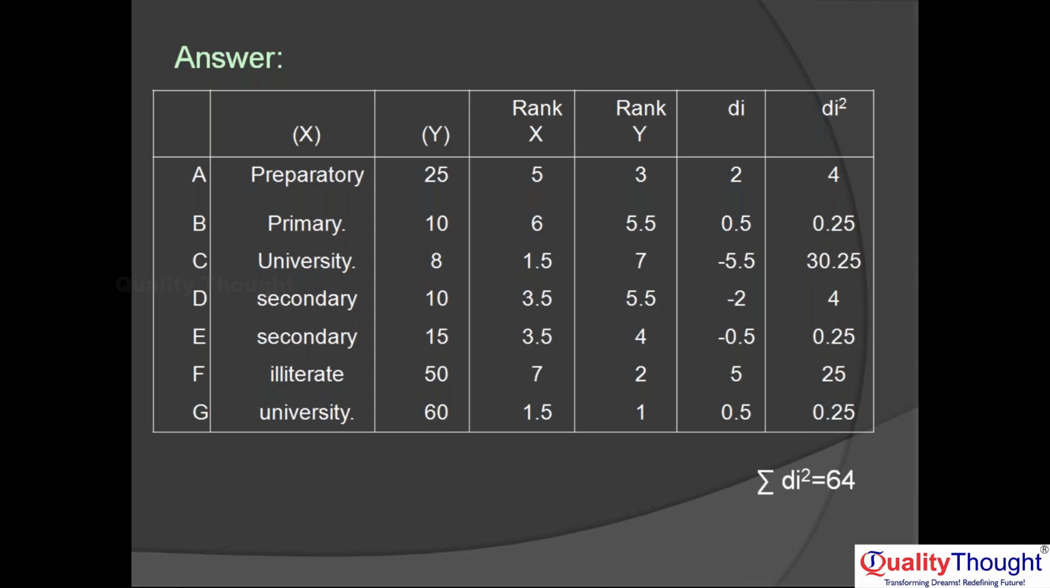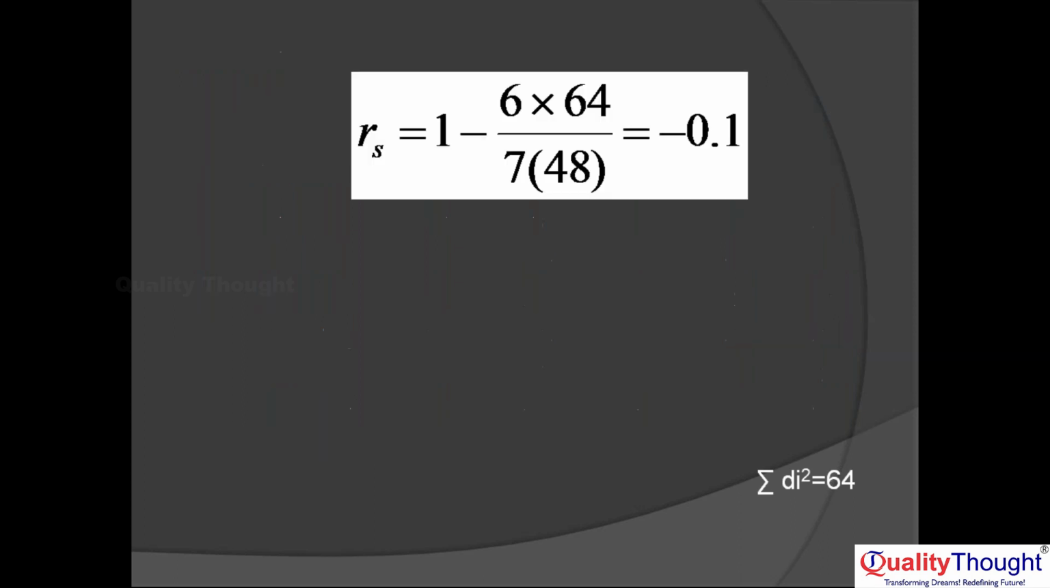And you have to take the difference between this rank X and rank Y. Okay, and those differences should be squared in order to avoid the negative figures, and you will get 64 as the answer here. And finally it is 0.1. See, the R value is minus 0.1.